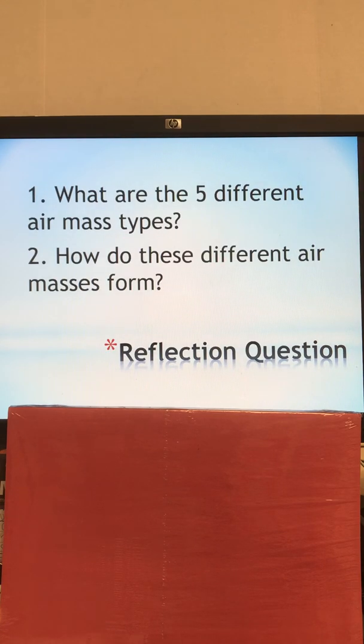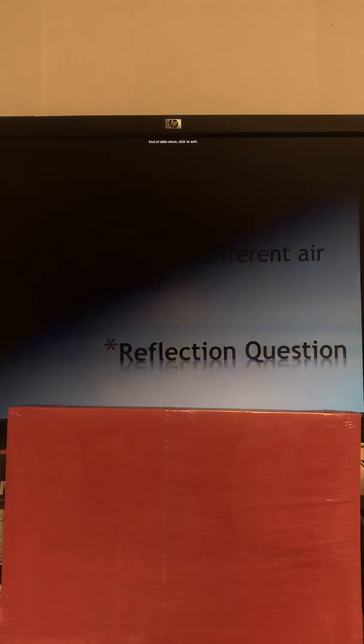5 types of air masses. Y'all should be able to name them now. I'll give you a couple of hints. You've got continental, you've got maritime, you've got tropical, you've got polar, and the last one you have is Arctic. So mix those terms together and come up with your 5 types of air masses, and how do these different air masses form, and just think about where they're located.